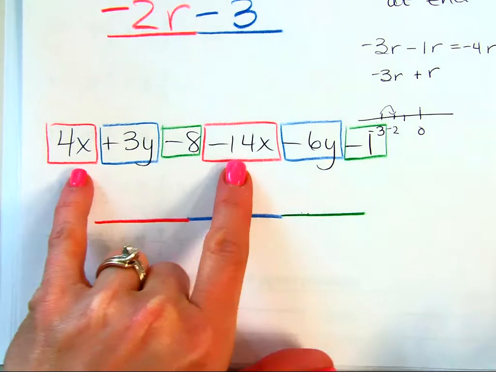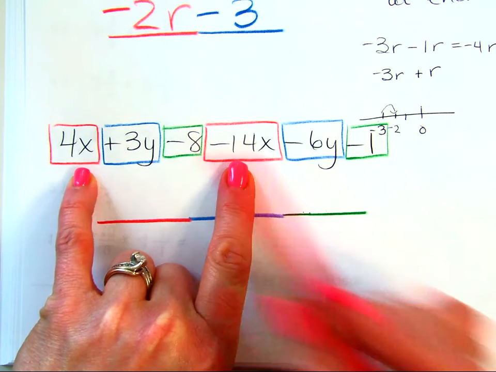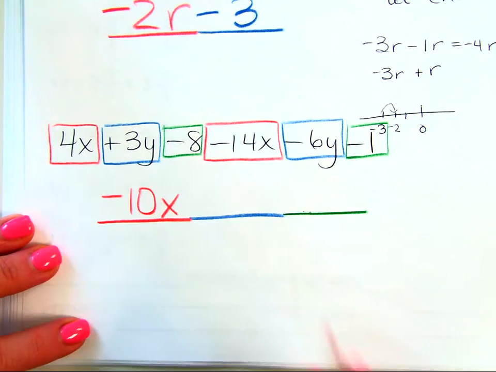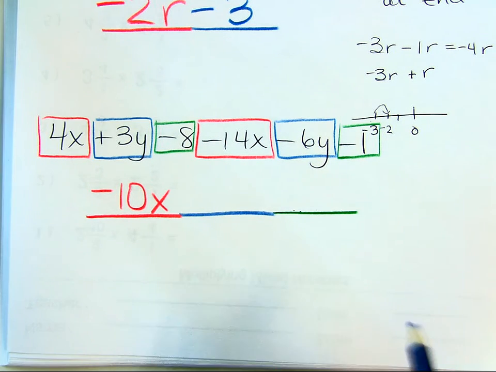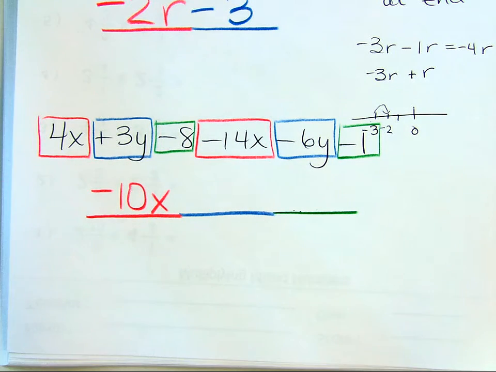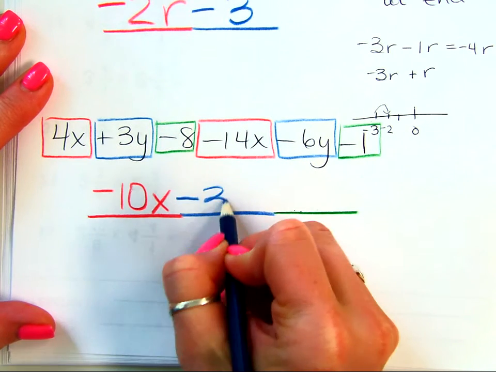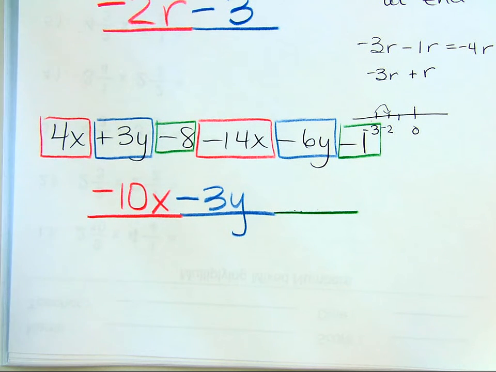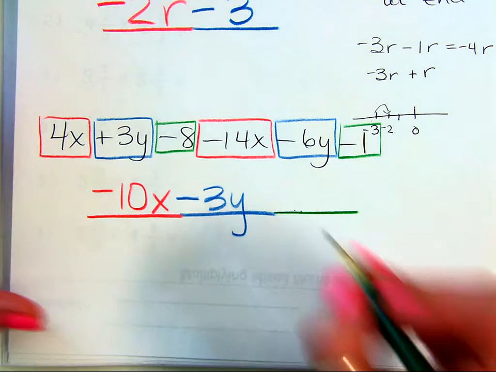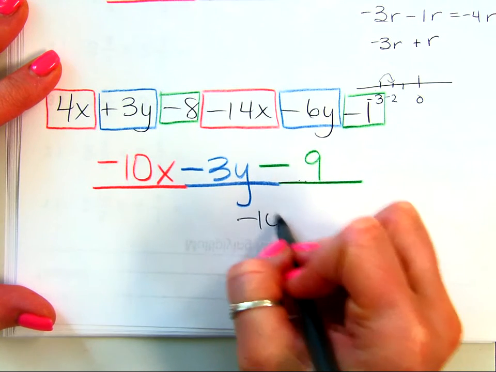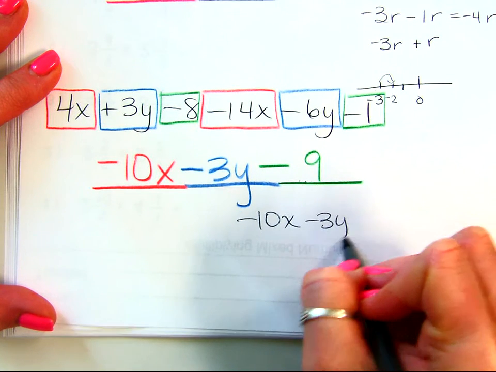All right. What do 14 negatives and 4 positives give me? 10 negative x's. Very good. How about 6 negative y's but 3 positive y's? Different signs. Do you see why I get 3 negative y's? And how about those constants? They're the same signs, so I'm going to add them, and that's a negative 9. So my final answer, without all the fancy colors, is negative 10x minus 3y minus 9.